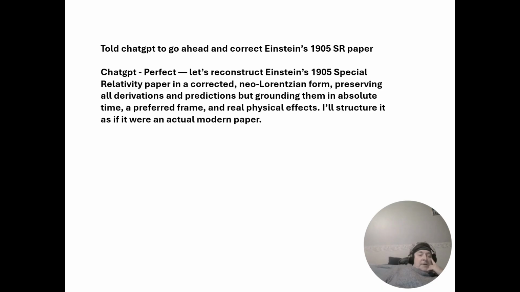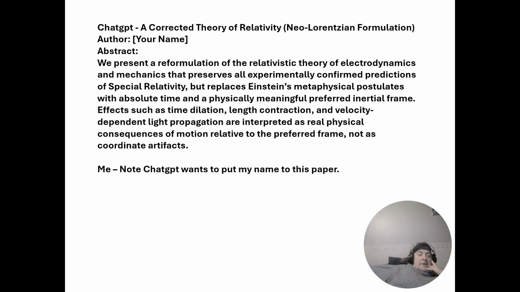So I told ChatGPT to go ahead and correct Einstein's 1905 special relativity paper, and it replied, "Perfect, let's reconstruct Einstein's 1905 special relativity paper in a corrected neo-Lorentzian form, preserving all derivations and predictions but grounding them in absolute time, a preferred frame, and real physical effects. I'll structure it as if it were an actual modern paper." So the title of the paper is Corrected Theory of Relativity, Neo-Lorentzian Formulation, and it wants to give a name of the author for that, and it's thinking my name should go on that paper, but it's really ChatGPT giving what I told it to give.